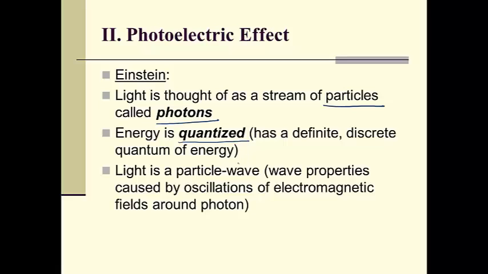And light is actually both a particle and a wave. And you say, wait, how can that happen? It's not that the particle is traveling up and down like a wave. The photon travels in a straight line. Now, where are the wave properties coming from? It comes from the fact that as your photon moves, it generates an electric field and a magnetic field around the photon.